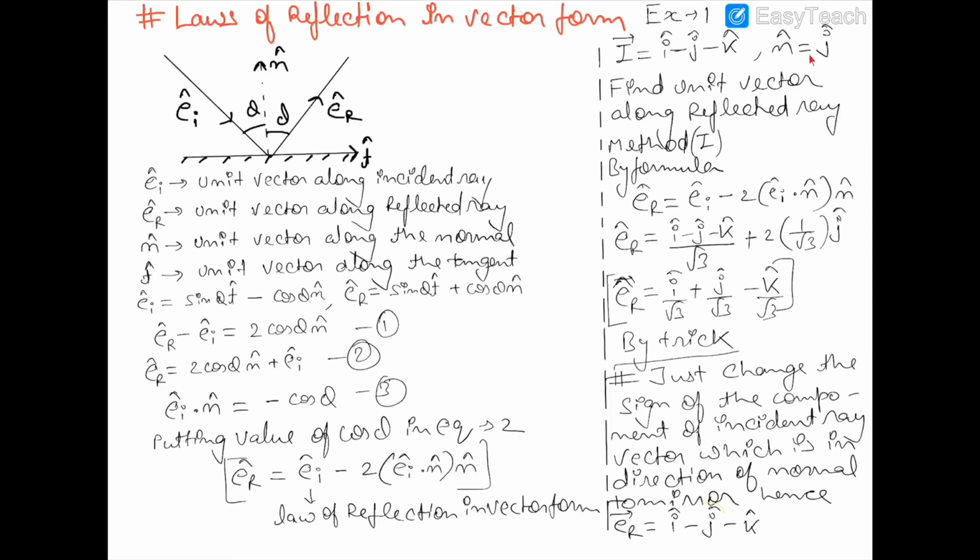So here the normal is j cap, and you have to just change the sign of j cap in the incident ray vector. The incident ray vector has a negative sign with j cap, hence we have to change the sign to positive. So this will be the reflected ray vector. Okay, and if I wish to calculate its unit vector, I should divide that with its magnitude, and its magnitude is 1 by root 3. You can see that. So this is the method of writing the reflected ray vector.